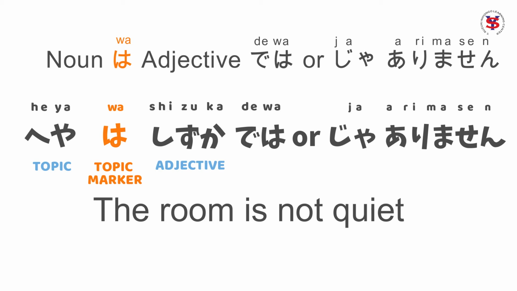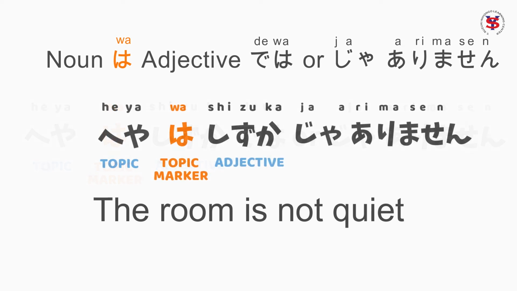Gagamitin natin ang pattern na noun wa, adjective dewa or ja arimasen. Gamitin natin ulit ang example natin kanina na the room is quiet, so that is heya wa shizuka desu. So, as you can see, wala nang ending na shizuka na. Ang susunod na gagawin natin ay papalitan natin ng dewa or ja arimasen ang desu. So, our negative sentence here is heya wa shizuka ja arimasen.